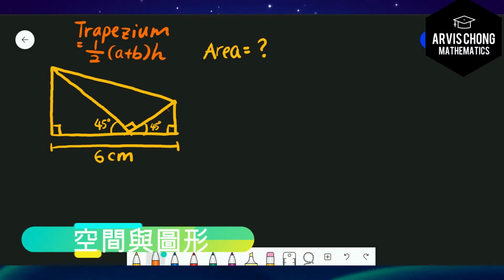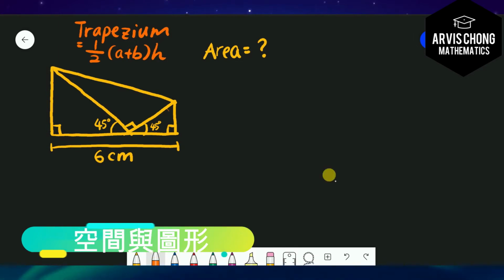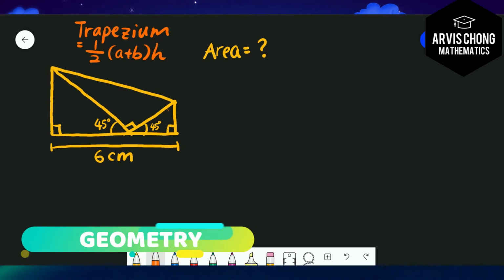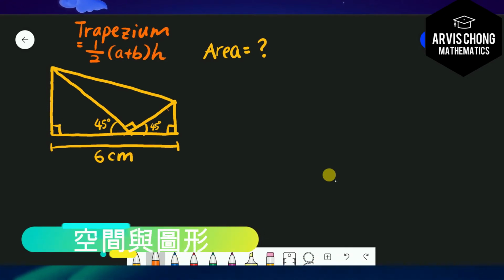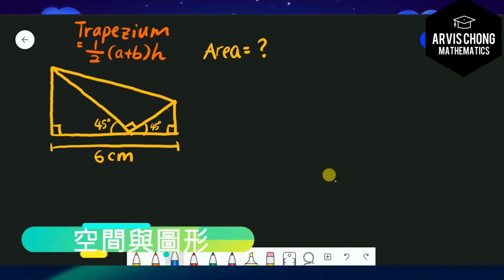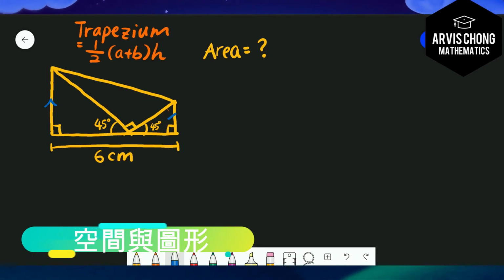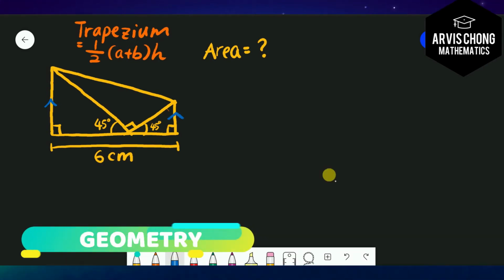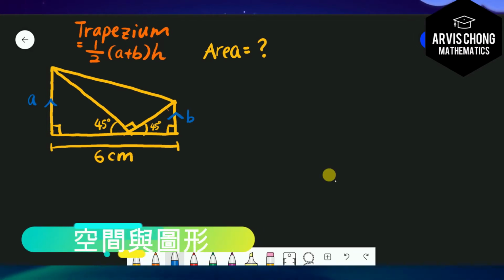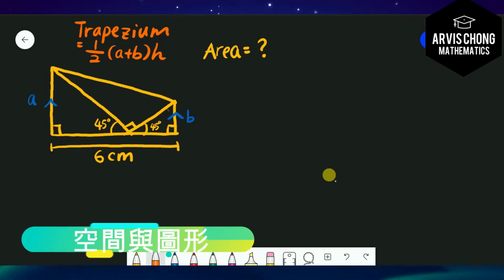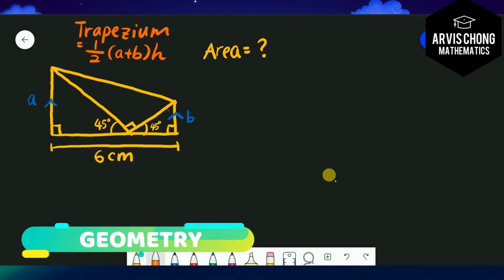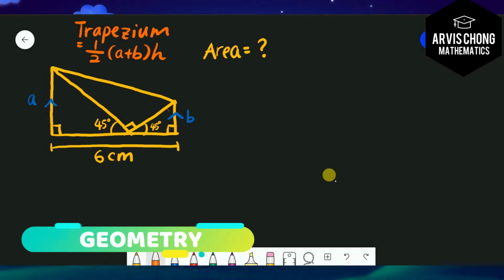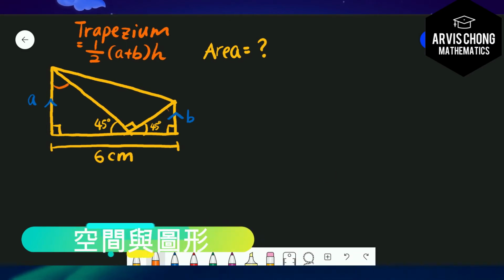What is the meaning of a and b here? A and b mean you need to find two lines which are parallel. In this case, we can see that this line and this line are parallel to each other. So this is A, and this is B. And for the angles in a triangle, we know the sum is 180 degrees. So we take 180 minus 90 minus 45, and we get 45 degrees here.